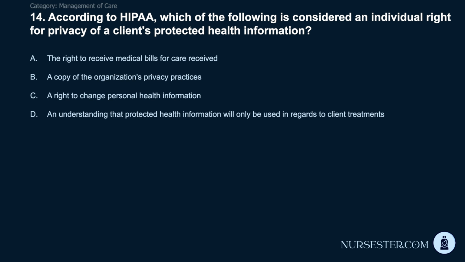14. According to HIPAA, which of the following is considered an individual right for privacy of a client's protected health information? A. The right to receive medical bills for care received. B. A copy of the organization's privacy practices. C. The right to change personal health information. D. An understanding that protected health information will only be used in regards to client treatments. Correct answer: B. A copy of the organization's privacy practices.